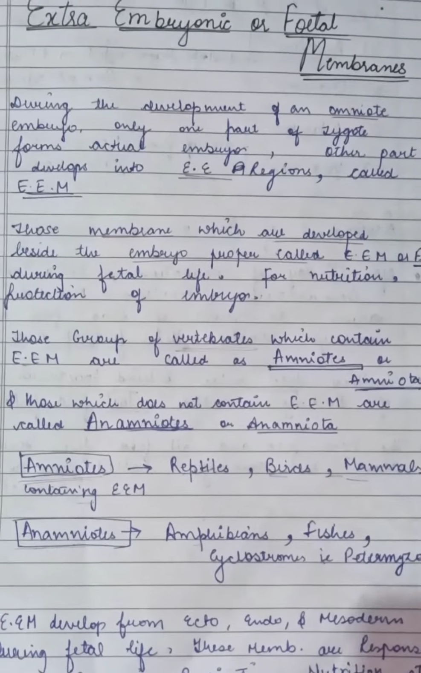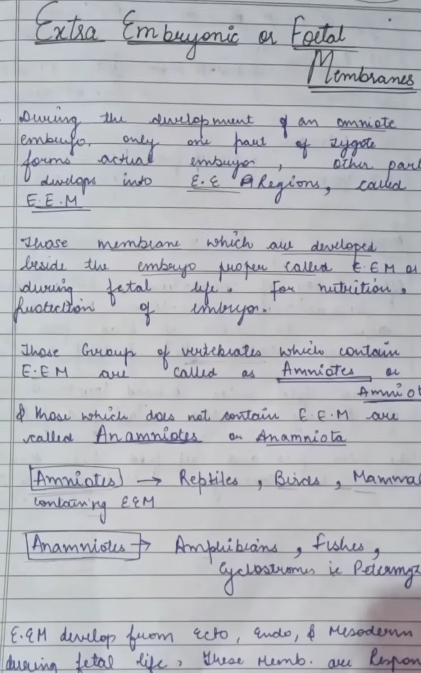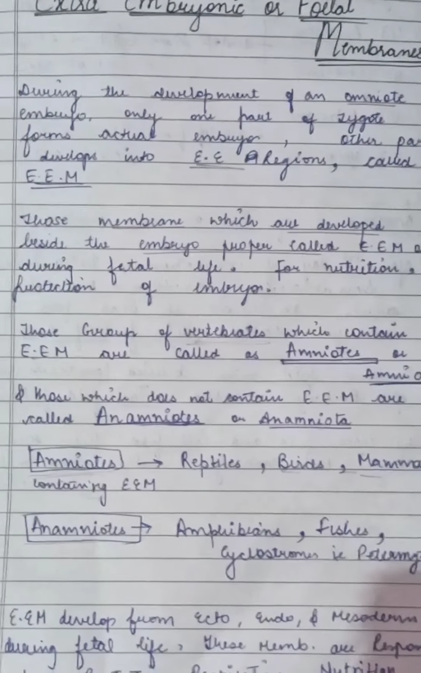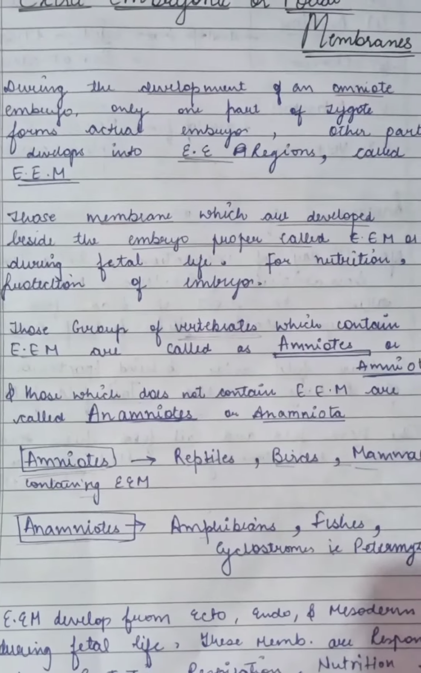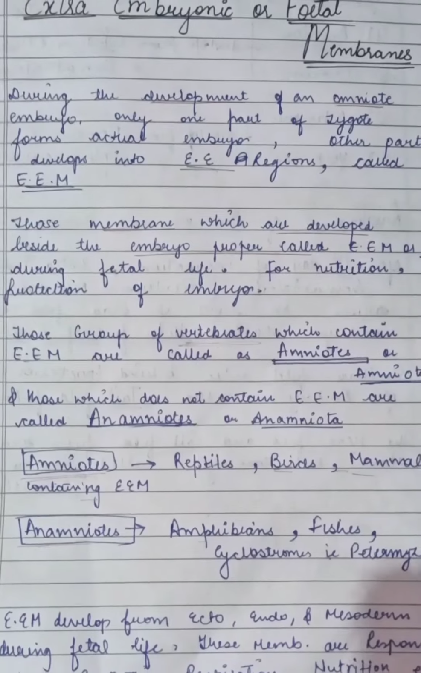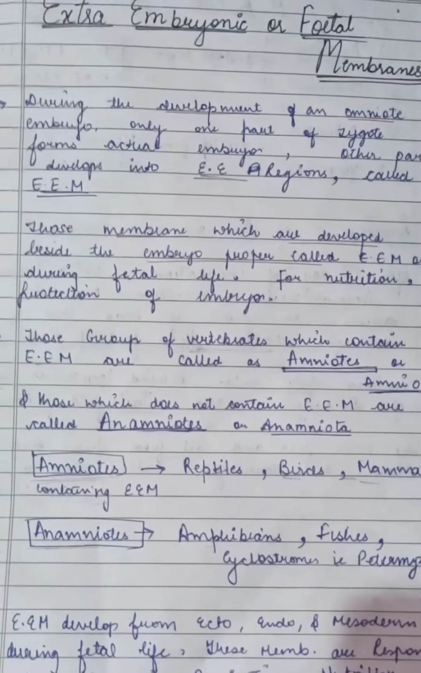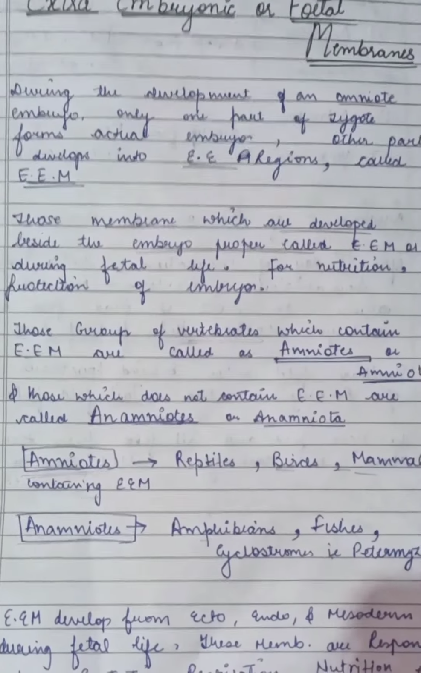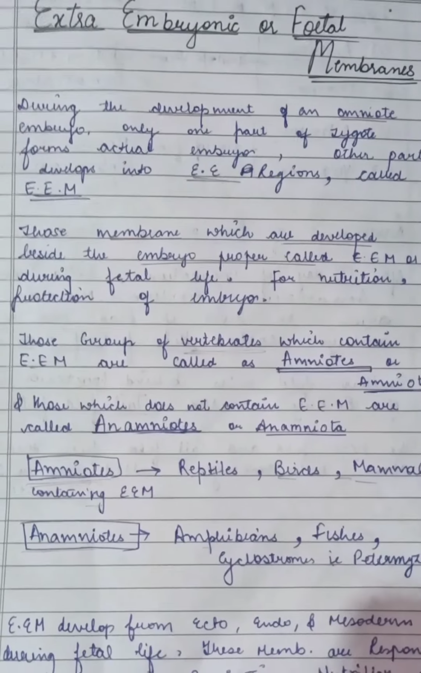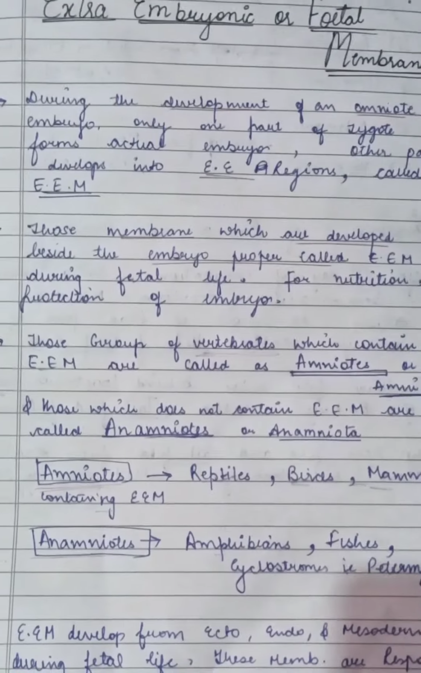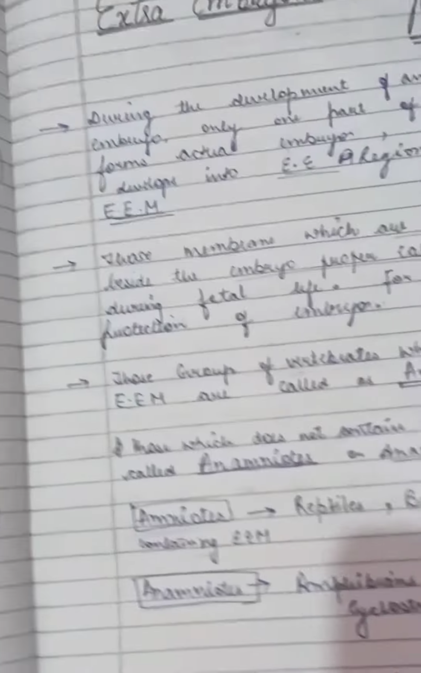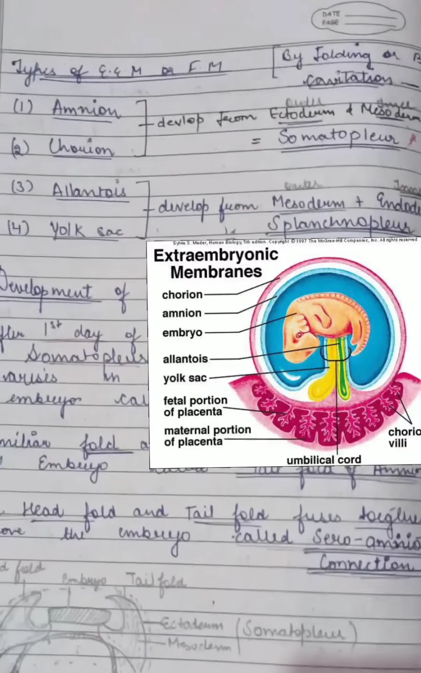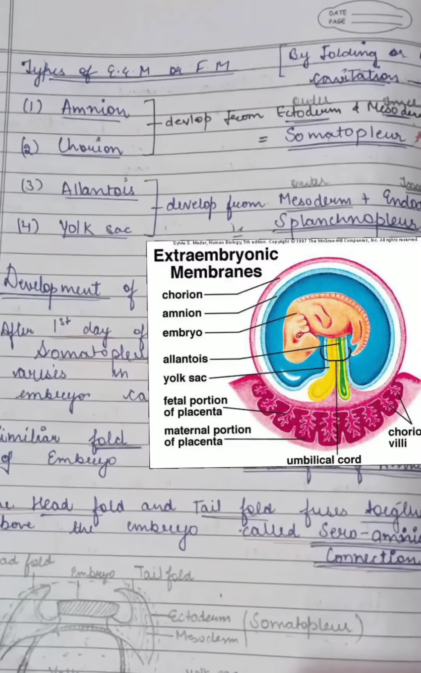From where do they develop? Organisms develop extraembryonic membranes from the germ layers, that are ectoderm, mesoderm, and endoderm, during fetal life. They are responsible for protection, respiration, and nutrition of the developing embryo. Types of extraembryonic membranes: there are 4 types: amnion, chorion, allantois, and yolk sac. You have to remember from where they develop.